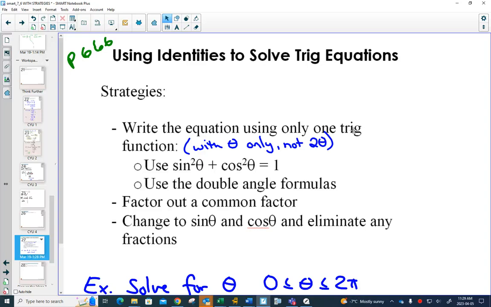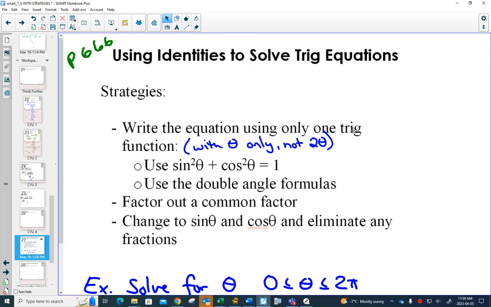And we've done a lot of solving of trig equations. Chapter 6, we solved trig equations. At the beginning of chapter 7, we solved them again. Now we've had identities, so now there's going to be solving trig equations with identities. We've done some of them already.